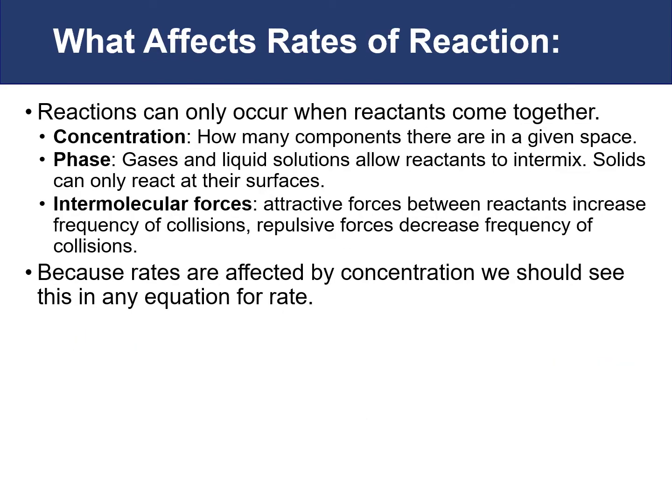Okay, so now there's a bunch of different things that are going to affect how fast the rate of the reaction occurs. The reaction can only occur when the reactants come together. So the higher the concentration, the more components you're going to have in a given space. The more frequently they're going to collide. And in order to do a reaction, they need to collide. So the higher the concentration, the faster the reactions are going to occur.